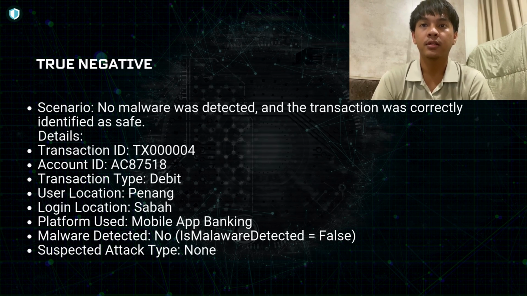That shows different kinds of locations used. Platform used is mobile app banking. Malware detected is no because the result shown is false, and suspected attack type is none. In these remarks, the case shows a legitimate transaction with no malware involvement, identified correctly.